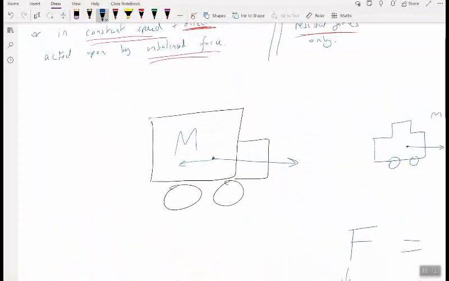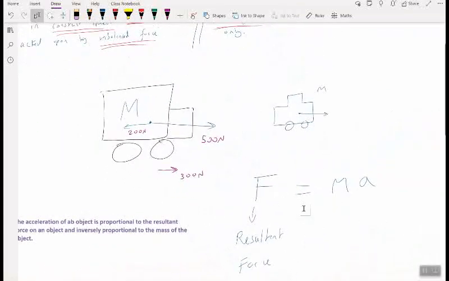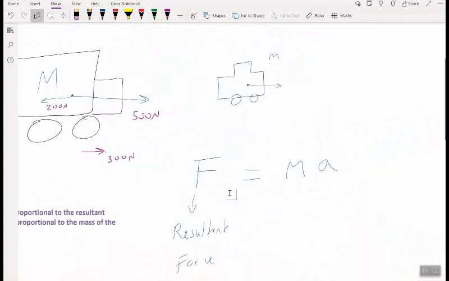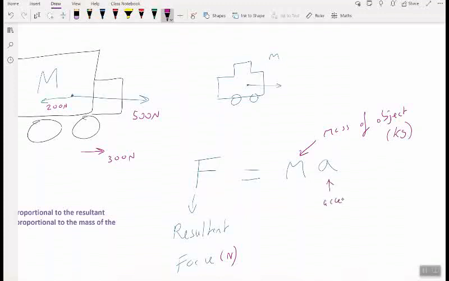As a quick reminder, if there's a forward force of 500 newtons and a backwards force of 200 newtons, the resultant force would be 300 newtons going to the right. So we need to always remember to work out the resultant force whenever we're using F equals ma. That's going to be in newtons. We've got the mass of the object that you are accelerating, and that's got to be in kilograms. And then we've got a, the acceleration that it will undergo, and that's in meters per second squared.